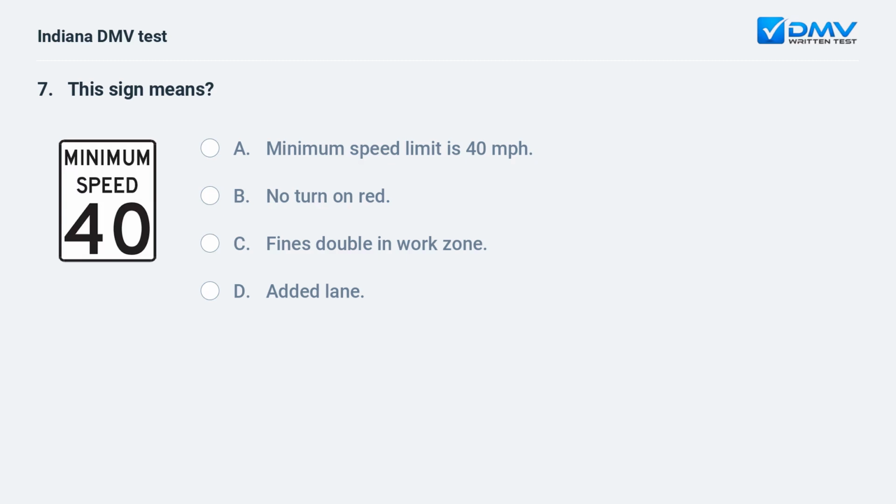This sign means A. Minimum speed limit is 40 miles per hour. B. No turn on red. C. Fines double in work zone. D. Added lane.